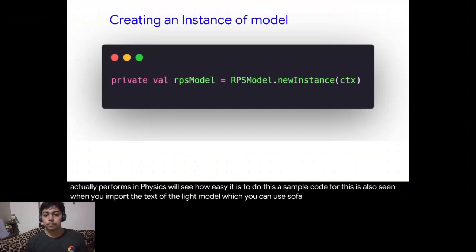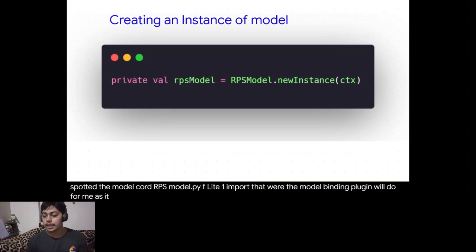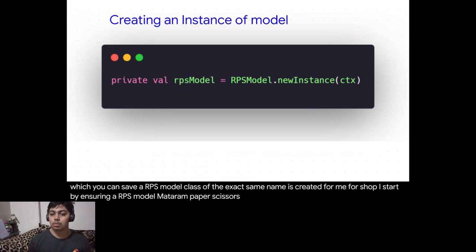First off, remember I had imported the model called RPS model.tflite. Once I import that, what the model binding plugin will do for me is create a class of the exact same name for me. A class of the exact same name, which you can see over here, RPS model, is created for me. First off, I'll start by instantiating an RPS model, or a rock, paper, scissors model, and pass it the context.